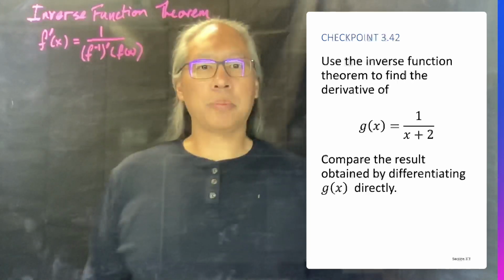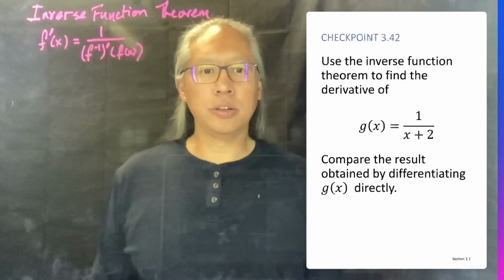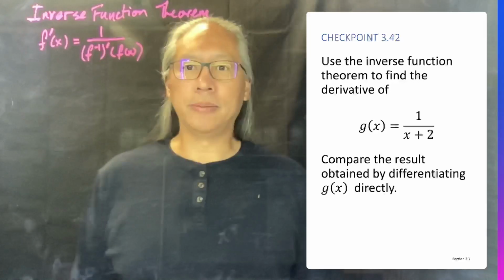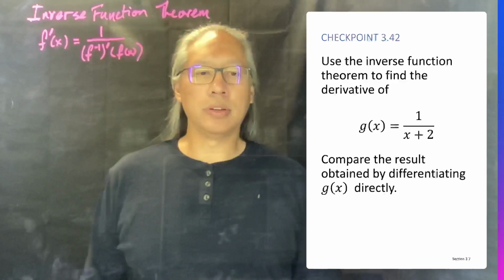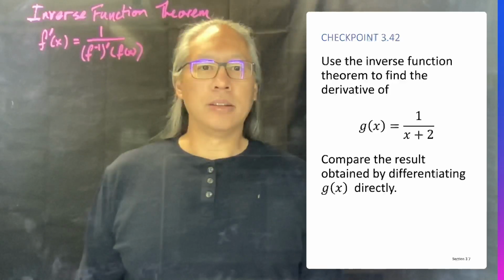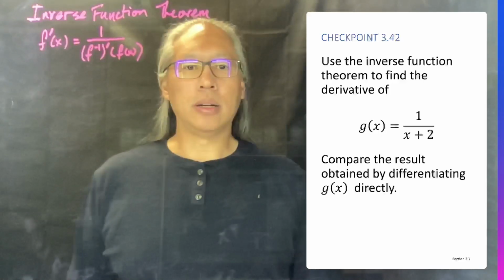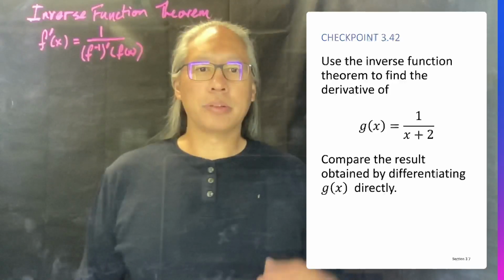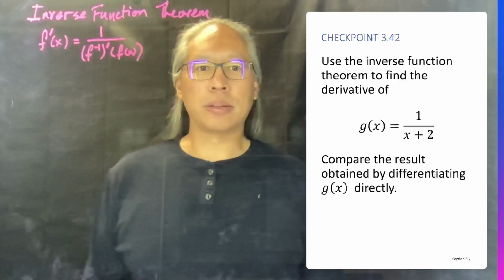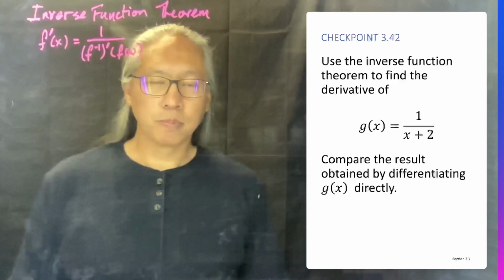Hello, this is checkpoint 3.42 from section 3.7. Here they want us to use the inverse function theorem to find the derivative of this function, g of x is equal to 1 over x plus 2. And they want us to compare the results by differentiating this function directly.